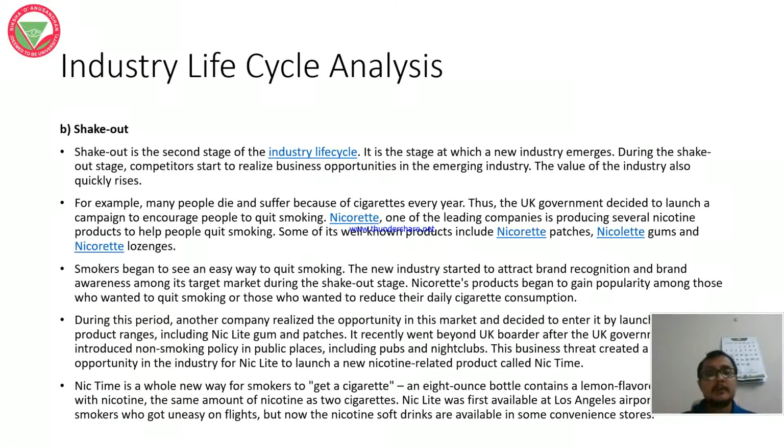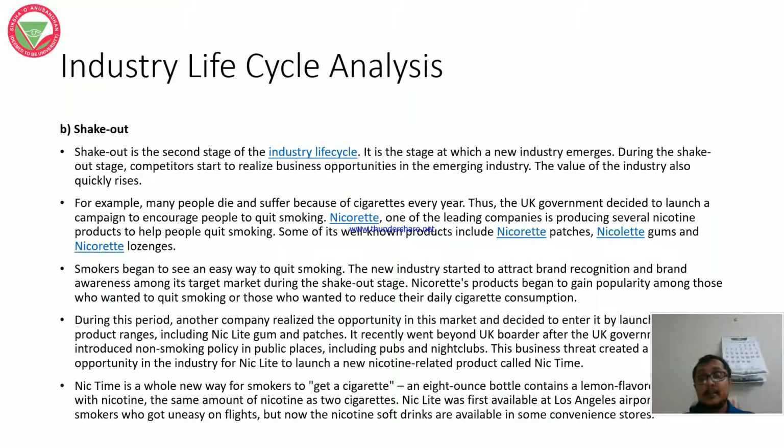Nicorette was one of the leading companies producing several nicotine products to help people quit smoking. If you remember, Nicorette is the company which produces the chewing gum, which you can chew in order to quit smoking. Some of its well-known products include Nicorette patches, Nicorette gums, and Nicorette lozenges. Smokers began to see an easy way to quit smoking. The new industry started to attract brand recognition. There was the cigarette industry, and now this anti-cigarette or quit smoking industry was led by the Nicorette company.